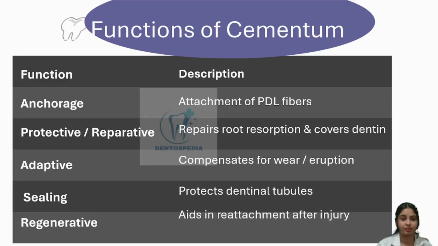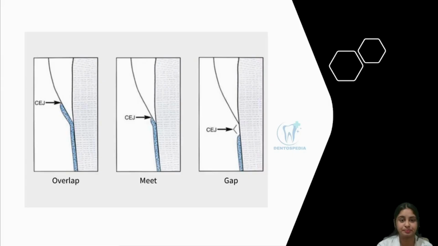Coming to the functions of the cementum. The function of the cementum is to provide anchorage via the attachment of the periodontal ligament fibers. They also perform a protective or reparative function, because they help in repair of root resorption and cover the dentine, hence providing protection. Adaptive, they also compensate for wear and eruption, and hence protect the dentine. Sealing, because they protect the dentinal tubules, and there is also a regenerative function which aids in reattachment after injury. So the main function of the cementum is to provide anchorage and protection.